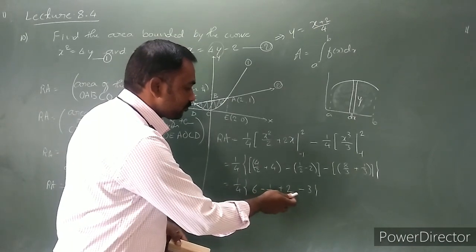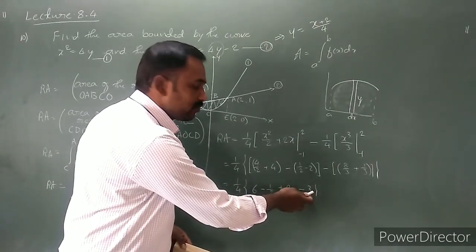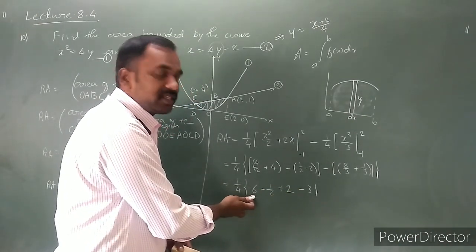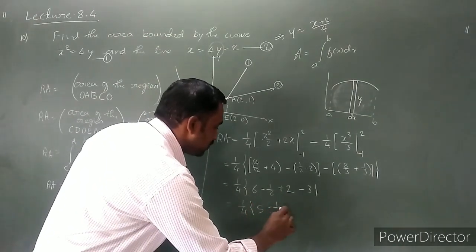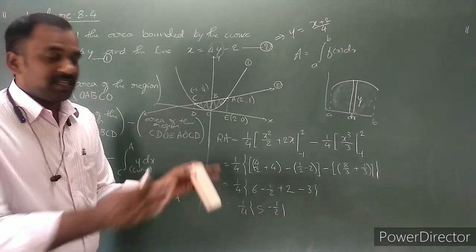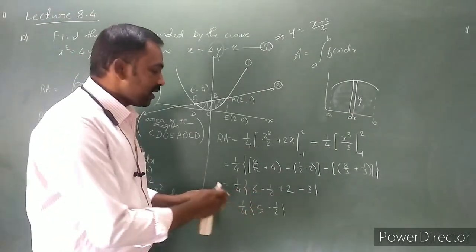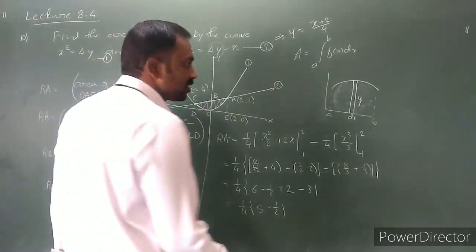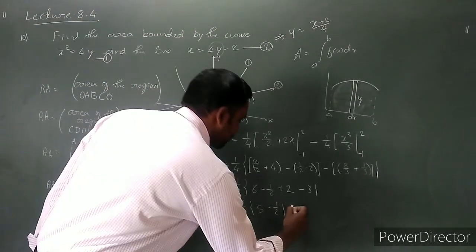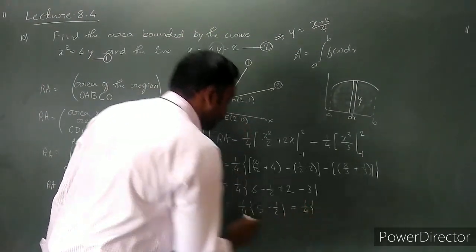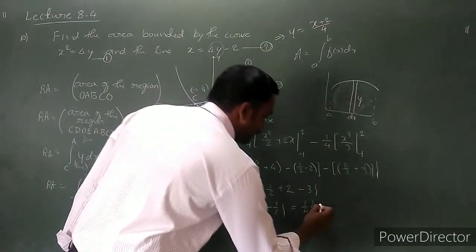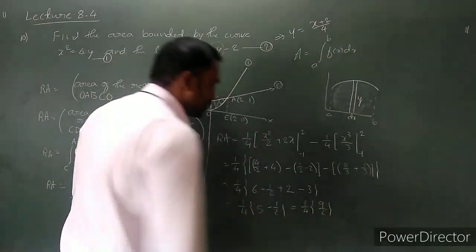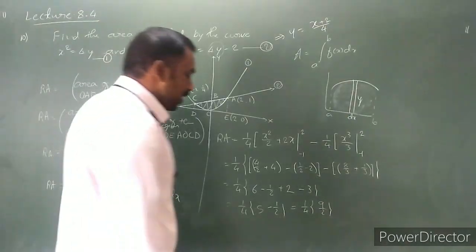6 plus 2 minus 3 minus 1. Minus 1 plus 6 is 5. 5 minus 1 by 2. Simplify integers once, and rational numbers in their own way. Okay, I just continue here: 1 by 4 into 5 minus 1 by 2. What is 5 minus 1 by 2? It is 9 divided by 2. Check it. Okay, 9 by 2.